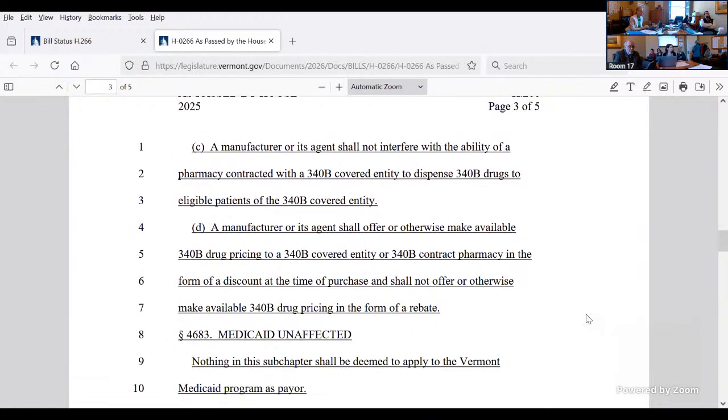It also prohibits a manufacturer or its agent from interfering with the ability of a pharmacy contracted with a 340B covered entity, so contract pharmacy, to dispense 340B drugs to eligible patients of the 340B covered entity. And it requires a manufacturer or its agent to offer or otherwise make available 340B drug pricing to a 340B covered entity or contract pharmacy in the form of a discount at the time of purchase and not through a rebate.